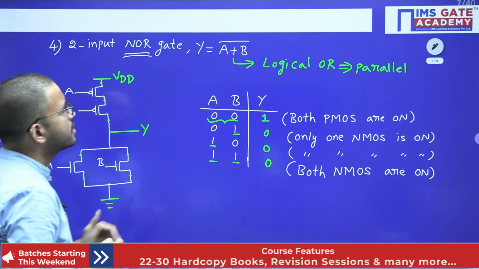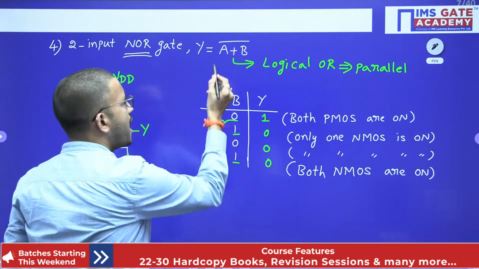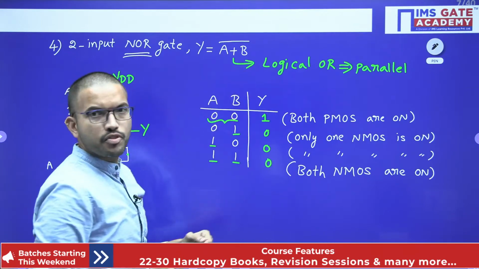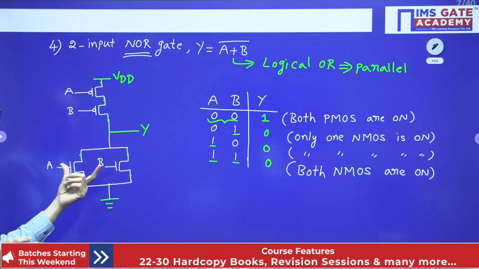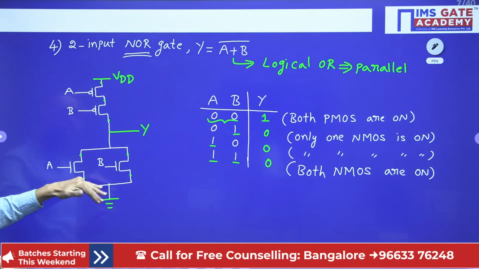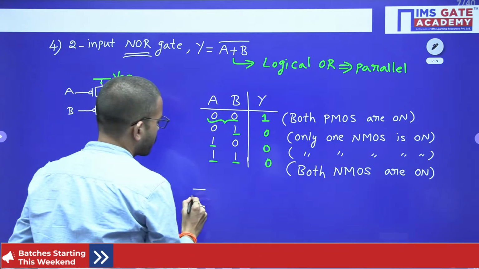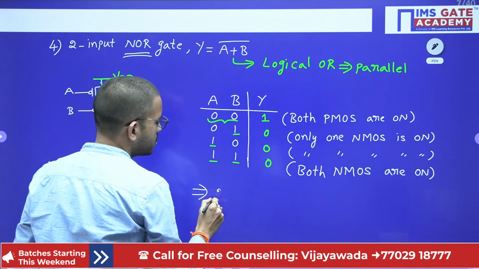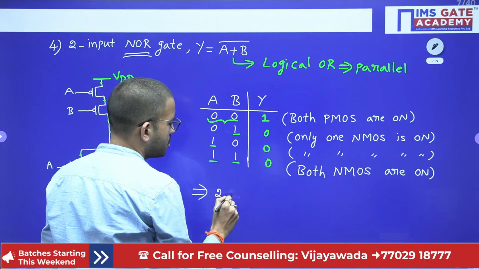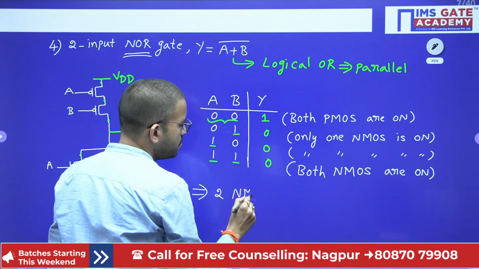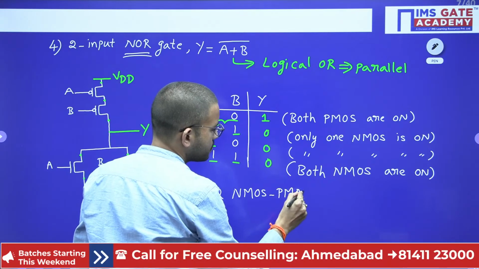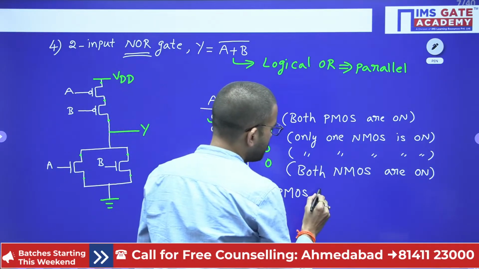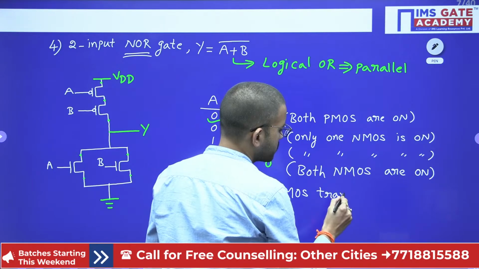Under the complement you are having two input variables. That means we require 2 NMOS transistors. The moment you are using 2 NMOS, the corresponding PMOS we also require. So NMOS and PMOS together we will call a pair. We require 2 NMOS PMOS transistor pairs.